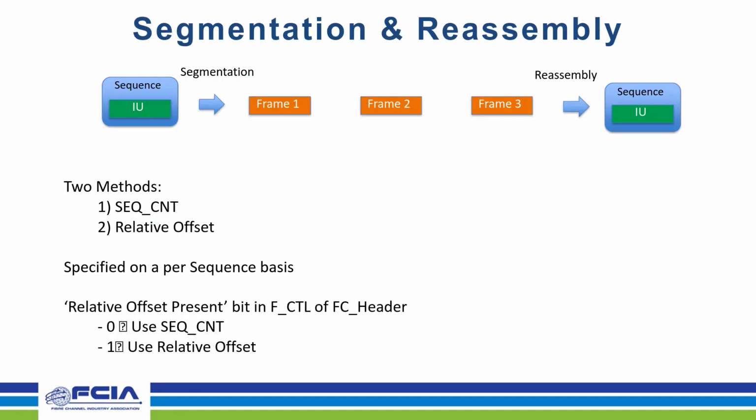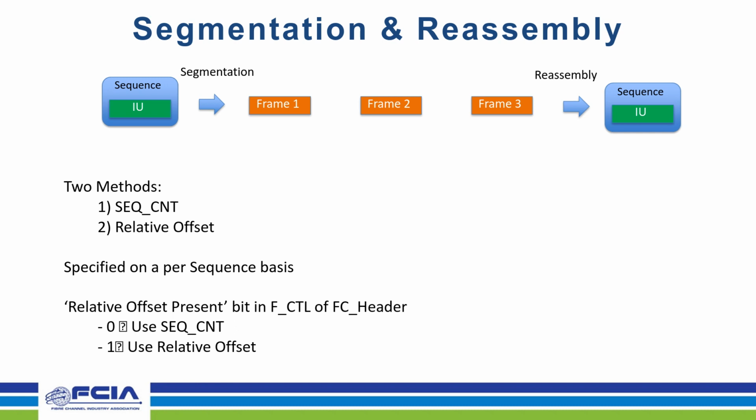Okay, so moving on to segmentation and reassembly. Now that we've discussed how the ULPs transmit their data and messages in IUs, we can discuss another concept related to the rules in FC-FS for features that control segmentation of IUs into transmitted frames and the reassembly of those frames into IUs on the other side.